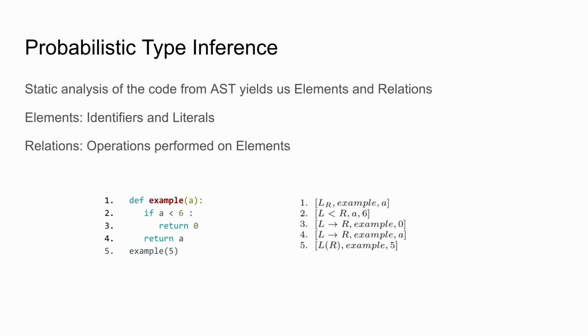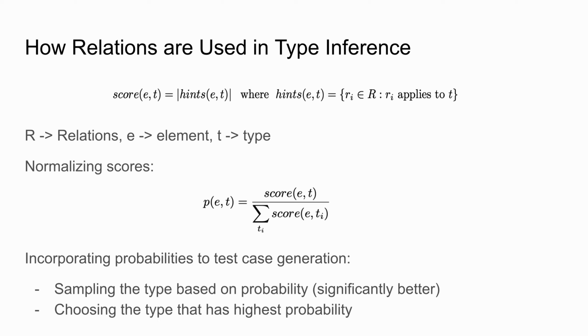To solve the problem, we use static analysis of the code, where we classify the whole code as elements and relations, then try to look for certain type properties in them. We assign a score to each type with the number of hints and the type of relations in expressions the variable is involved in. We repeat it for every type in the implementation to find the probability of a given variable being a certain type. This will help us reduce errors when assigning types to variables when we generate test cases.